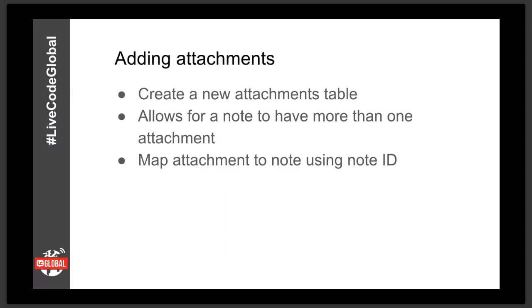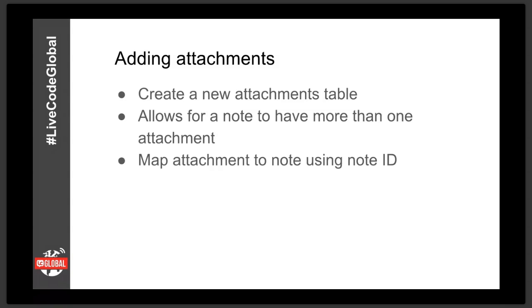Well, a simple way to do that is to create a new attachments table. Now you might be wondering why we don't add just a new field to the notes table for attachments. That would work, but that would mean that a note can only ever have one attachment attached to it, if you will. So for example, a note only has one title, only has one body, and only one attachment if we add an attachment field to the notes table. But if we create a separate attachments table, then a note can have several attachments mapped to it.